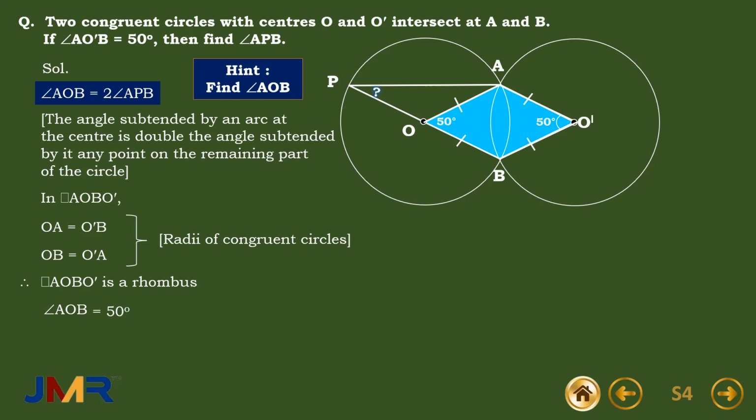As soon as we got angle AOB is 50 degrees, there is a theorem: the angle subtended by an arc at the center is double the angle subtended by the same arc at the circumference. So, since angle AOB is 50 degrees, we can find angle APB. Why? Because angle AOB is equal to twice angle APB. Therefore, angle APB is half of the angle AOB, half of 50 degrees, which is nothing but 25 degrees. So angle APB is 25 degrees. This is also a very easy problem. Let us go through it, and I hope you can solve this problem without seeing.